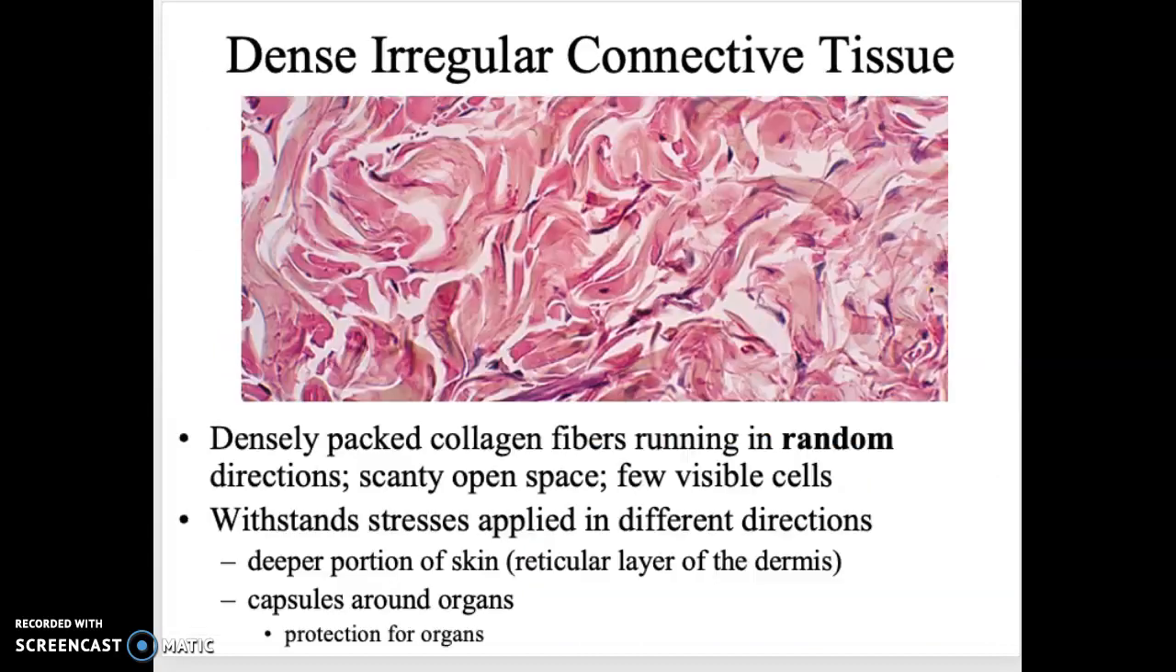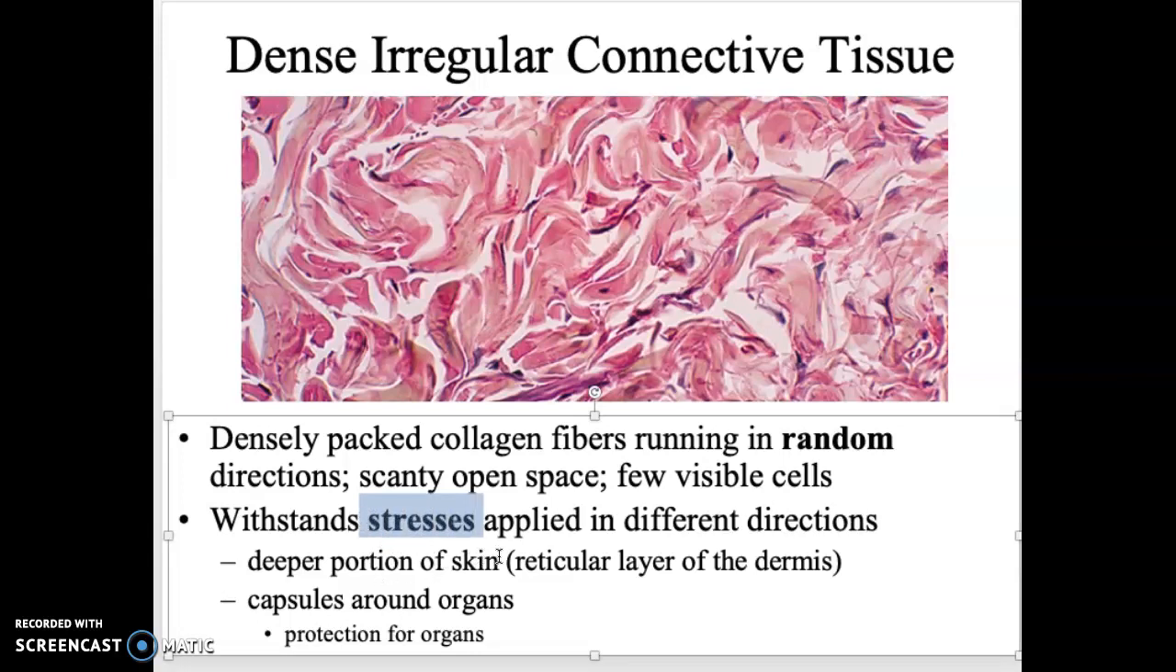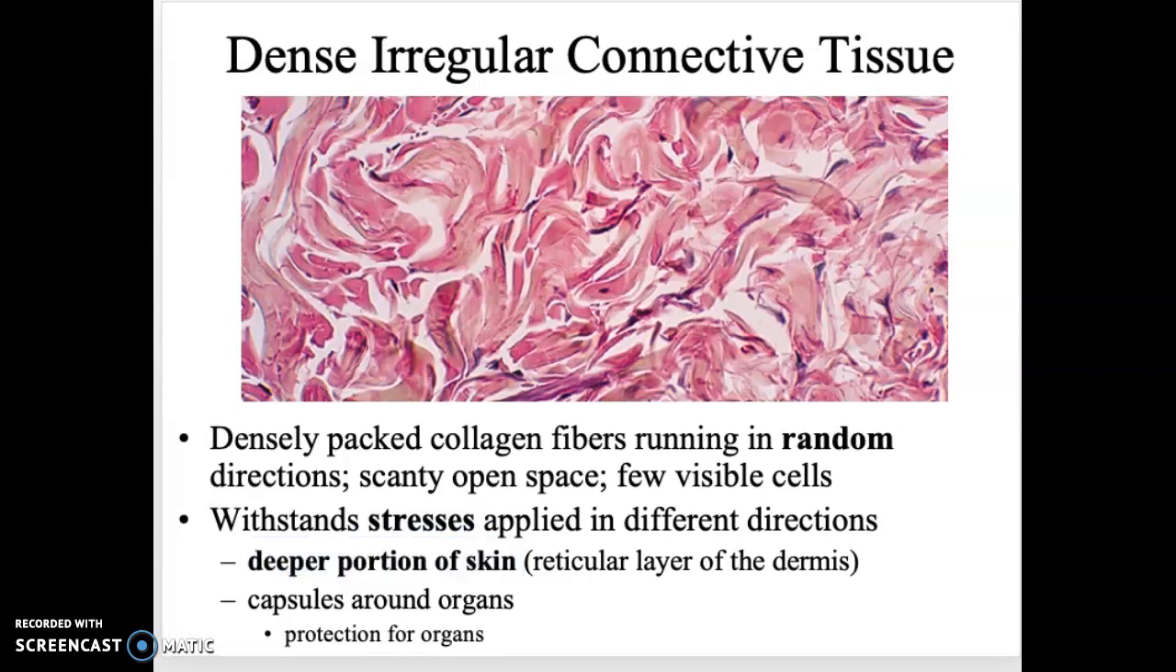things. Dense irregular allows for stretching to happen in multiple different ways because of its random structure. So this withstands stress. You find this in the deeper part of your skin. This allows your skin to be stretched in any different direction and have it not tear.